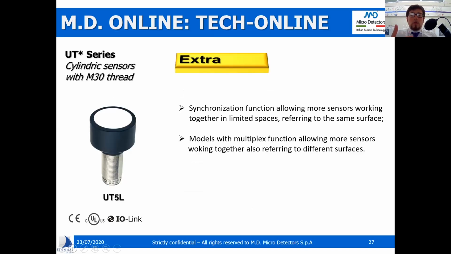Okay, also for the M30 ultrasonic sensor, there is the possibility of having more sensors working together thanks to the synchronization function, and it is possible to ask for multiplex function models.